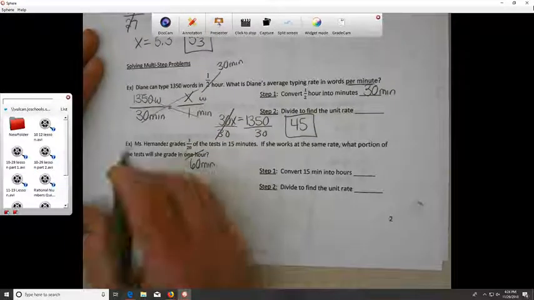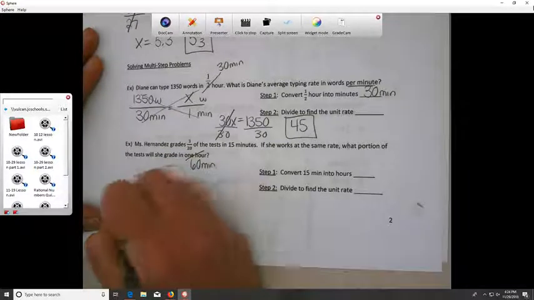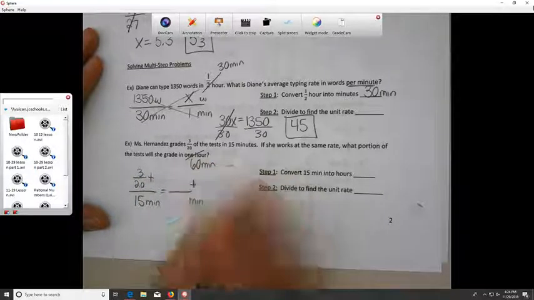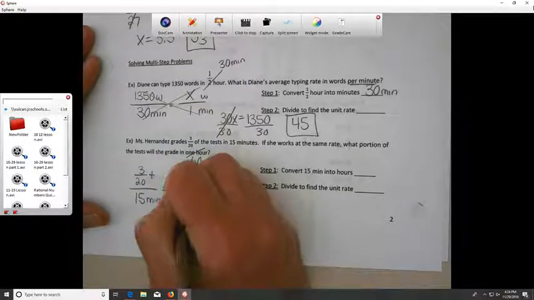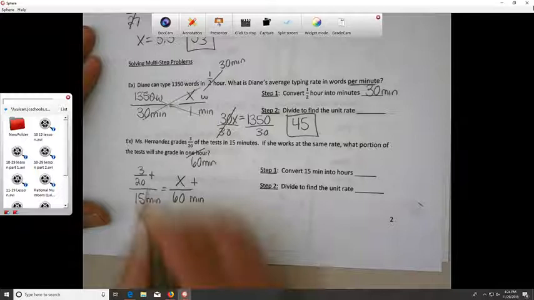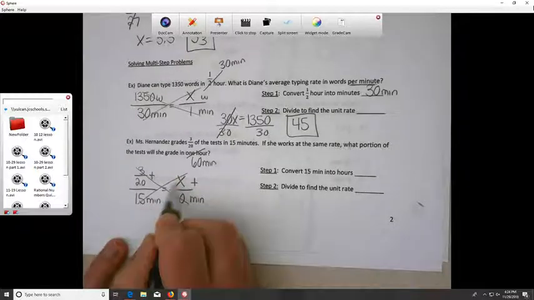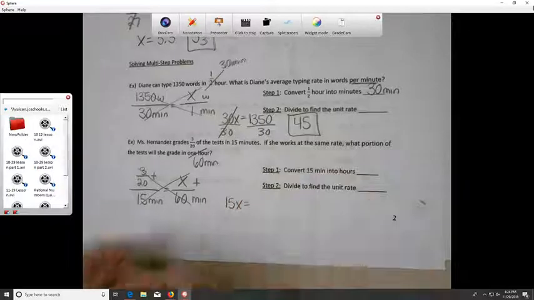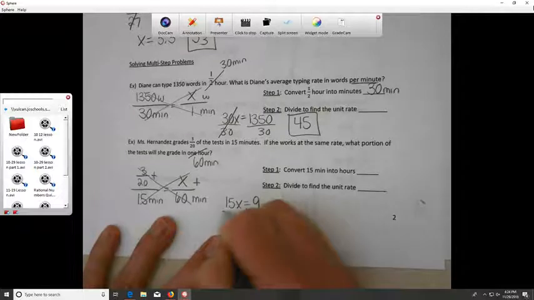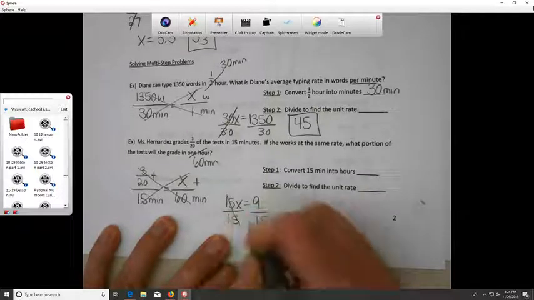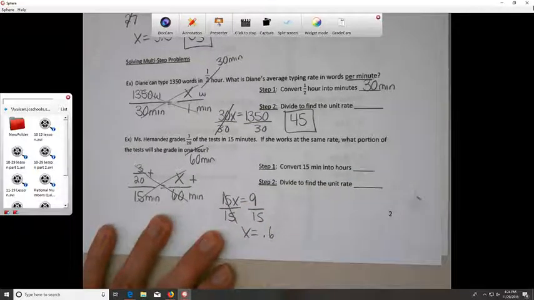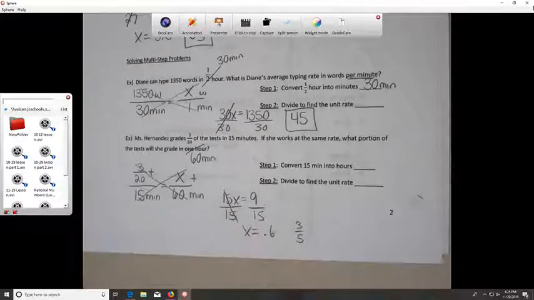then we can go ahead and set up our proportion. So we'll say 3/20ths of the test in 15 minutes. So we're going to line up tests with tests, minutes with minutes. What portion of the test, so that's X, in 1 hour, which we said is 60 minutes. And now we're going to cross multiply again. So 15 times X is 15X. If you do 3/20ths times 60, you'll get 9. And then we're going to divide both sides by 15. So our 15s are going to cancel. And if you divide 9 divided by 15, you're going to get 0.6. If you prefer a fraction, that's the same as 3/5.